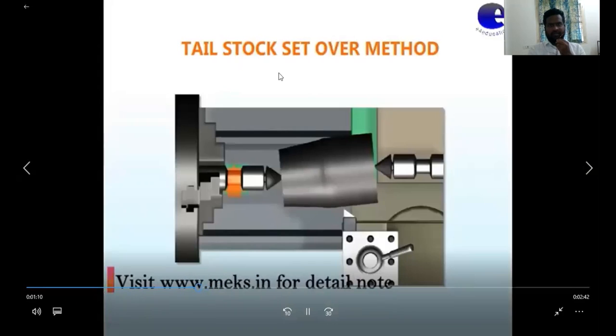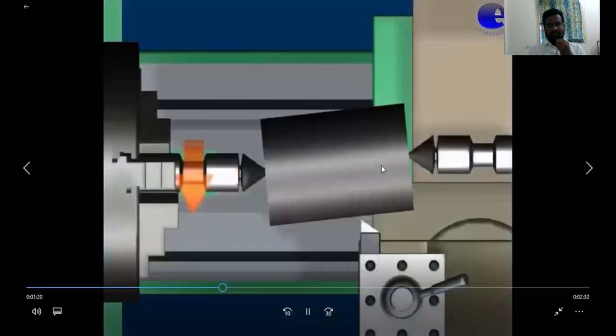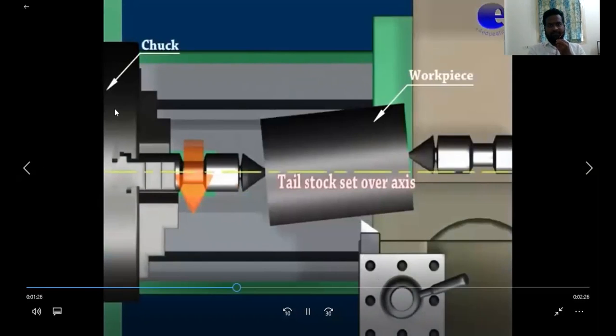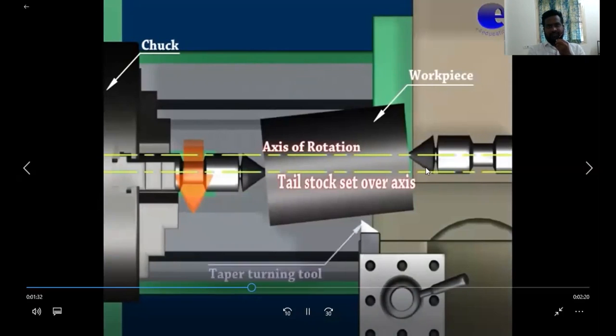Now, the tailstock set over method. So this is the tailstock and this is the headstock, with the headstock axis, the spindle axis, and this is the tailstock axis. This is the workpiece and the cutting tool. This is the tailstock set over axis. This is the axis of rotation of the workpiece.